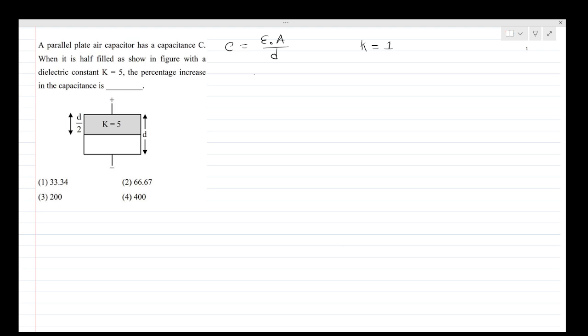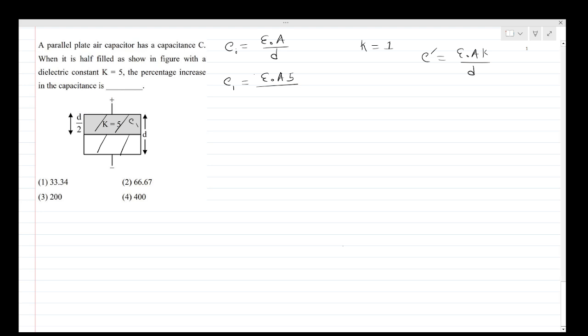Now this is the initial case. Let's put it as Ci. Now the next case, when the interior part is filled with two things. One is air and another is the dielectric constant K equals to 5. Then we can write C1 as epsilon naught A into 5, as we know that for a capacitance filled with a dielectric constant can be written as C dash equals to epsilon naught A into K by D.